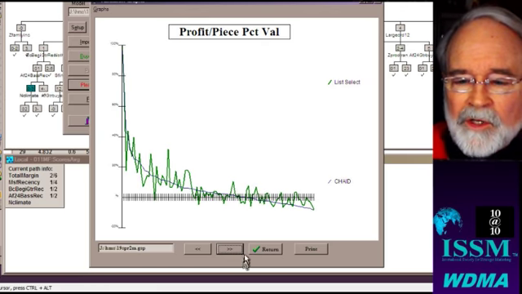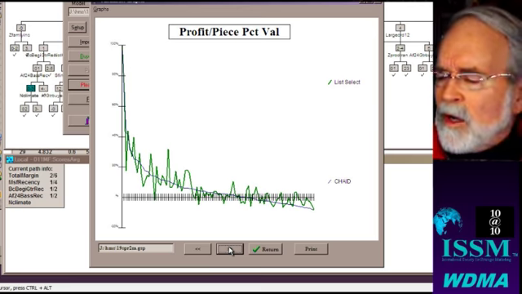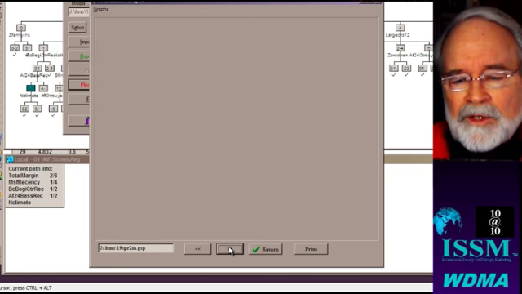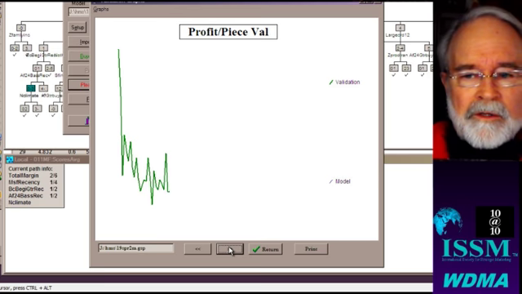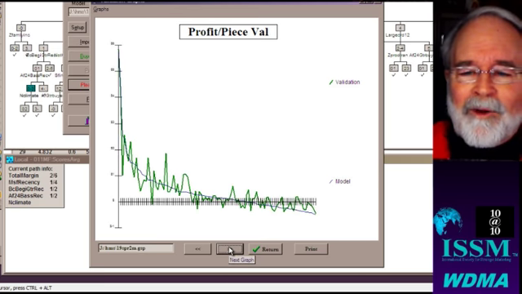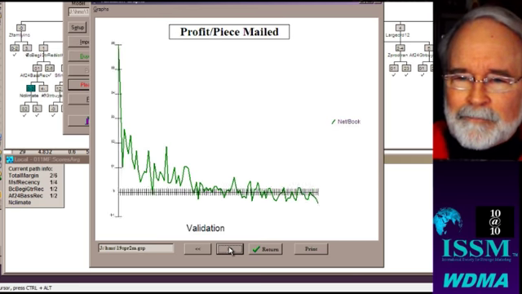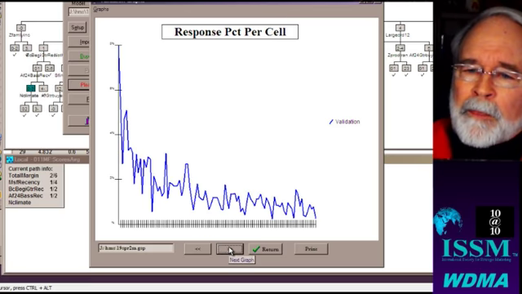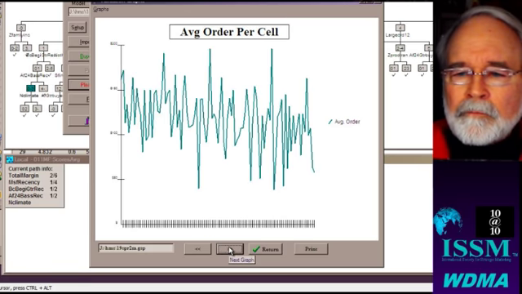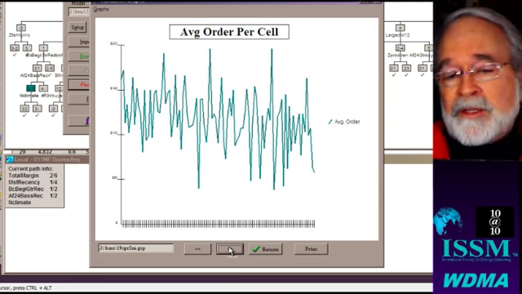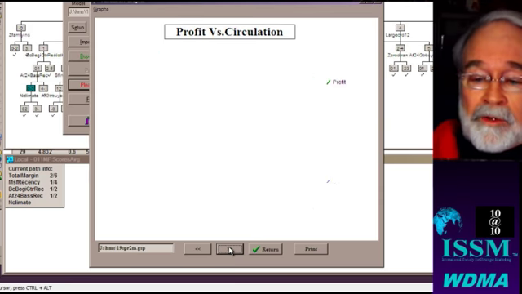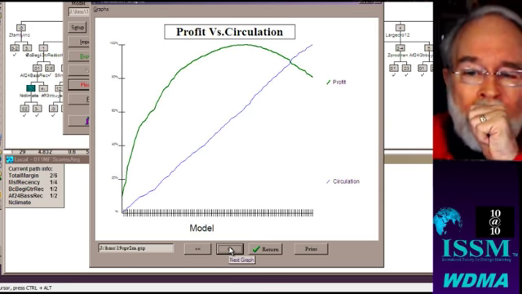Okay? And so we get these graphs, and we also get a report, but the numbers are too small to see. So let's take this. This is running so slow. I've never had it run like this. Okay? Profit per piece, response per cell, average order. In this case, and in many cases, average order doesn't work very well.